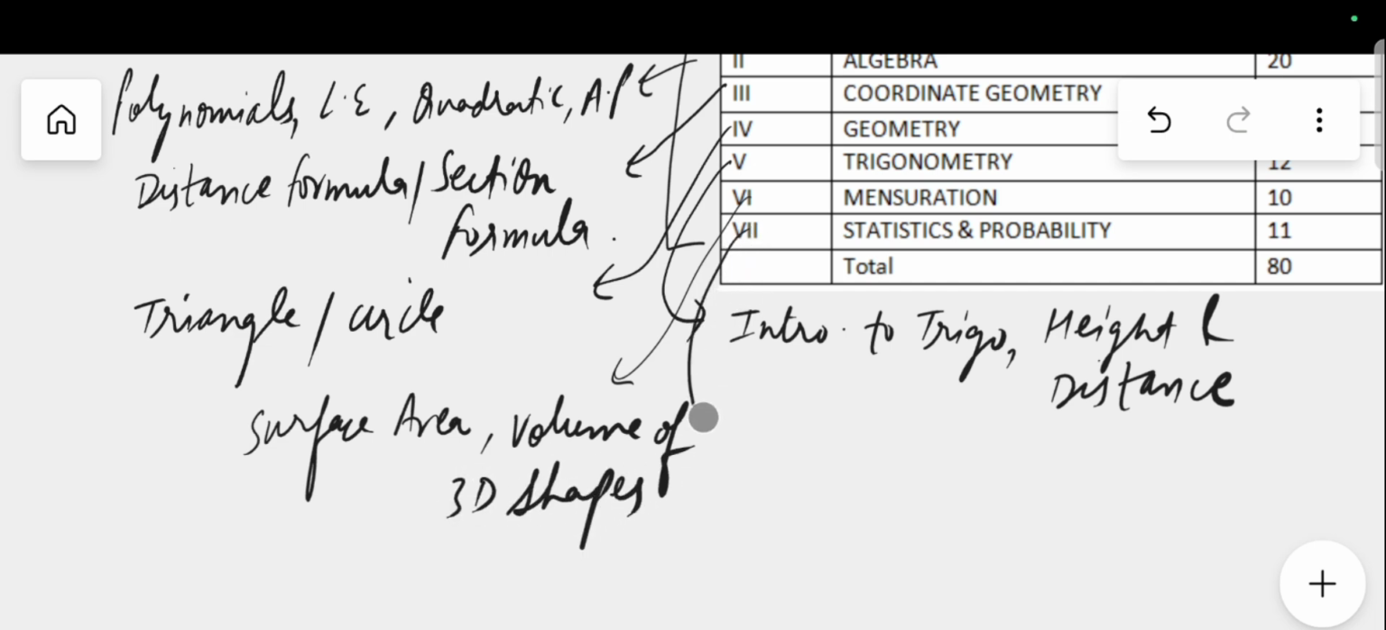And last but not least, this is the seventh unit. In the seventh unit, statistics and probability, there will be two chapters. First is statistics, in which mean, median, and mode, and second one is your probability.